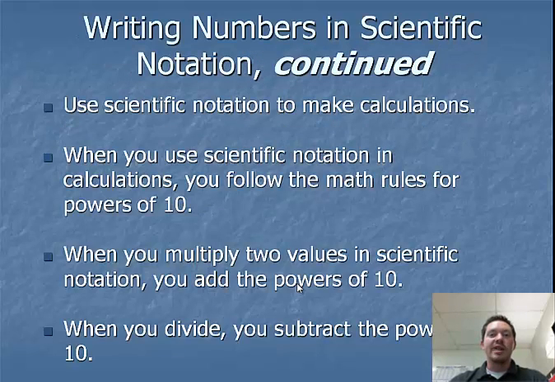We can use scientific notation to make calculations. When you use scientific notation in calculations, you follow these math rules for the power of 10. When you multiply two values in scientific notation, those exponents, or powers of 10, are going to add. And when you divide, you subtract those powers of 10. On this slide, I want to go over what scientific notation looks like, a couple of rules, and then show a multiplication and division example of scientific notation. I'm going to use some pretty basic, simple math here.